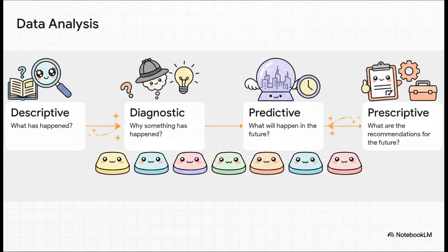You start with descriptive analysis, just the facts, what happened. Then you dig deeper with diagnostic. Okay, but why did it happen? From there, you can make a pretty good guess with predictive analysis. What's probably going to happen next? And you top it all off with prescriptive. Based on everything we know, what should we do about it? It's this logical path from understanding the past to actually shaping the future.